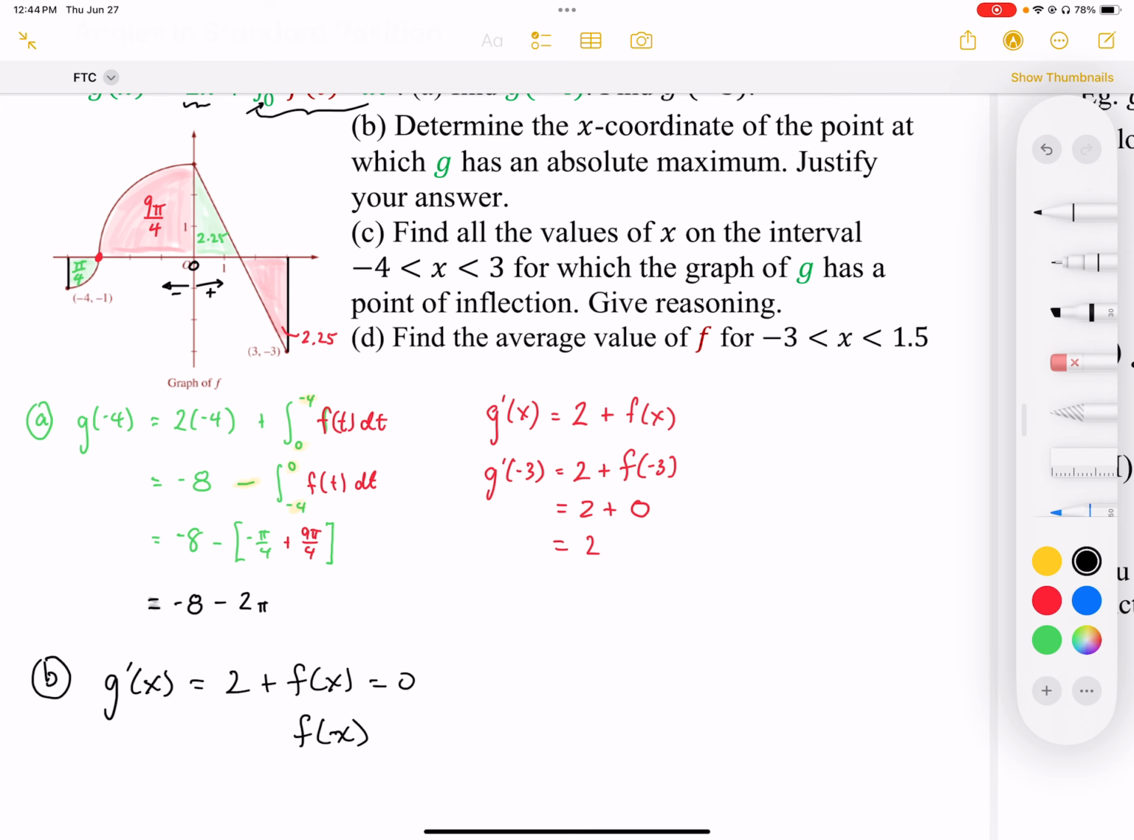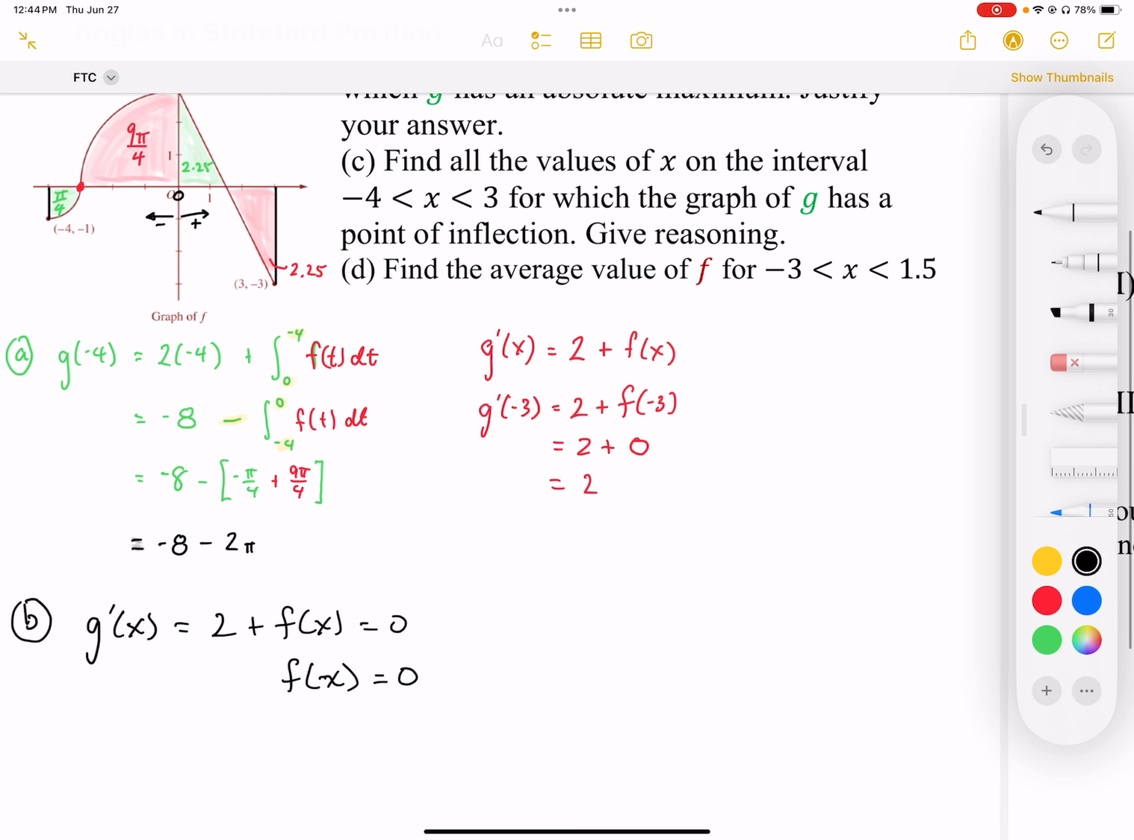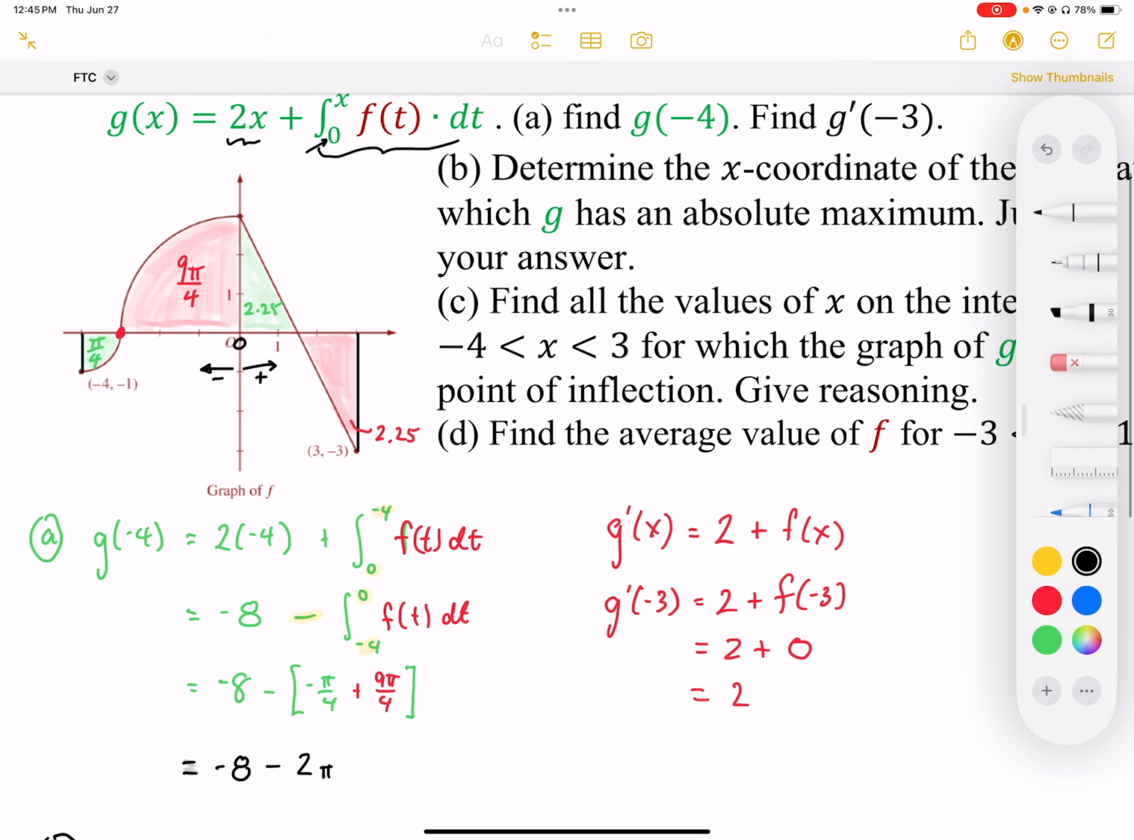So when I do this, I get f of x is equal to 0. This is where I'm going to find my slope is equal to 0. So my f prime is not equal to 0, it's equal to negative 2. So looking at my f graph, I have my f graph here that I can take a look at. And where f is negative 2, that's where I'm going to find my g value equal to 0. So that's going to be right at this point here. Okay, at that point here, my f graph is equal to negative 2.